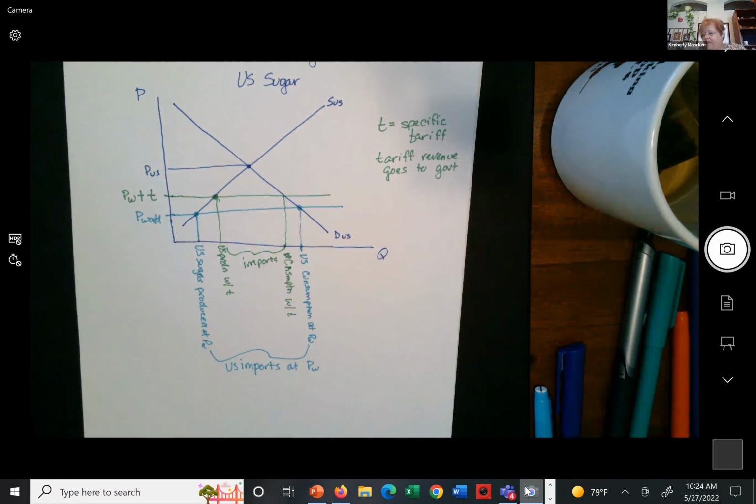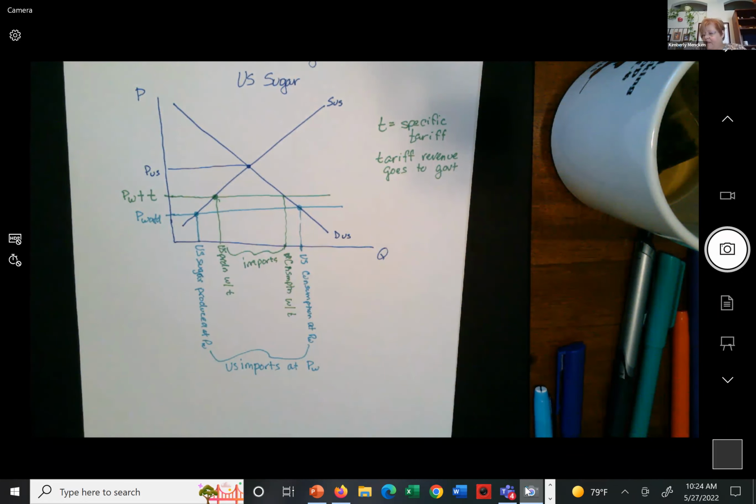All right, the next one is one of my favorites. It's the anti-dumping argument. Dumping is the practice of selling a good overseas for less than you sell it at home. That's dumping. And then there's even worse, predatory dumping, which is selling a good in a foreign country for less than your cost. And the whole point of dumping is to drive the domestic producers out of business.